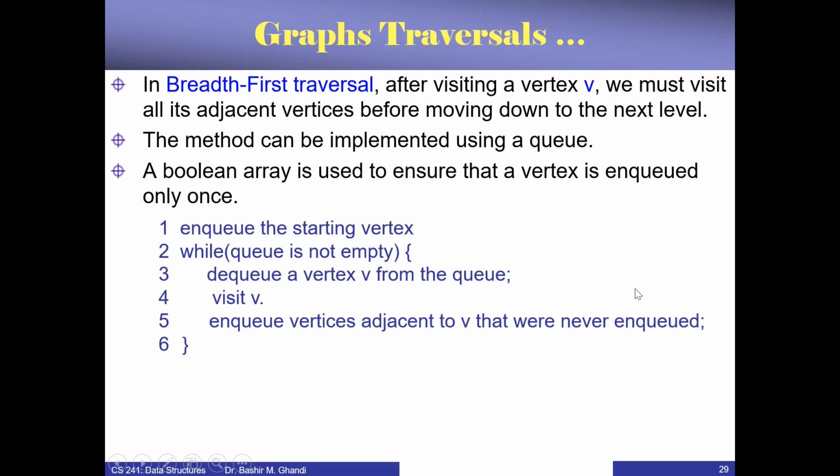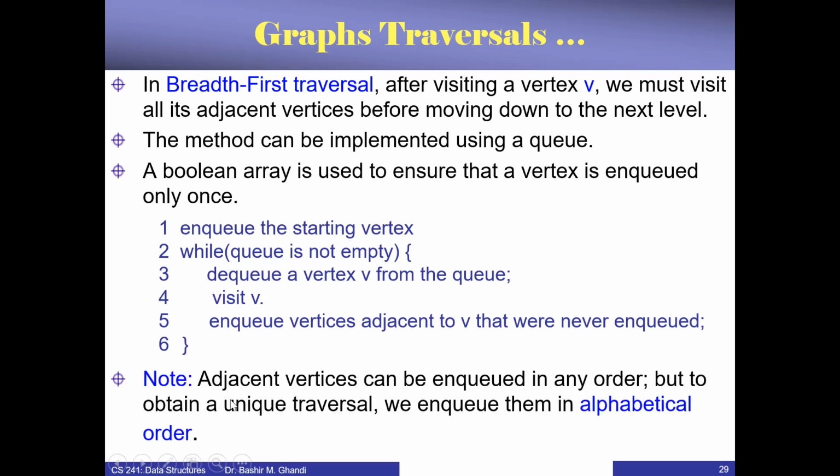It's not only if they were not visited; if they were enqueued before, we don't enqueue them again. So there will be no repetition in the queue, unlike the other algorithm where there was repetition in the stack. So because of that, when we dequeue, we just visit directly, because we guarantee that the vertex was never enqueued before and never visited before. So just dequeue and visit and enqueue vertices that were never enqueued before.